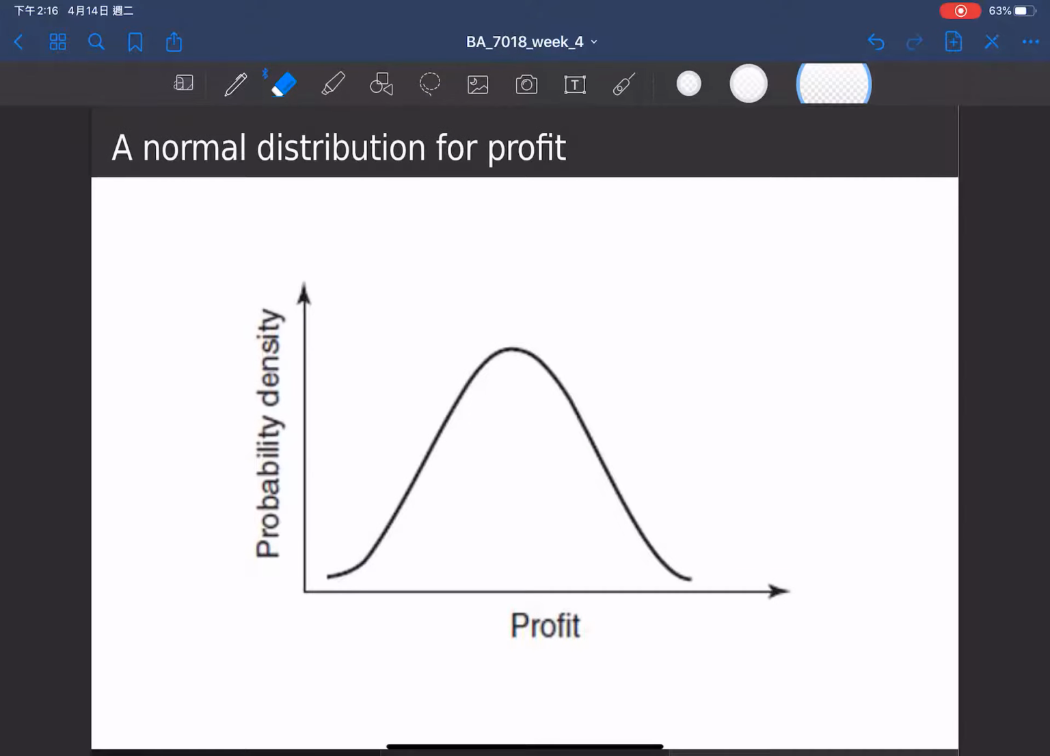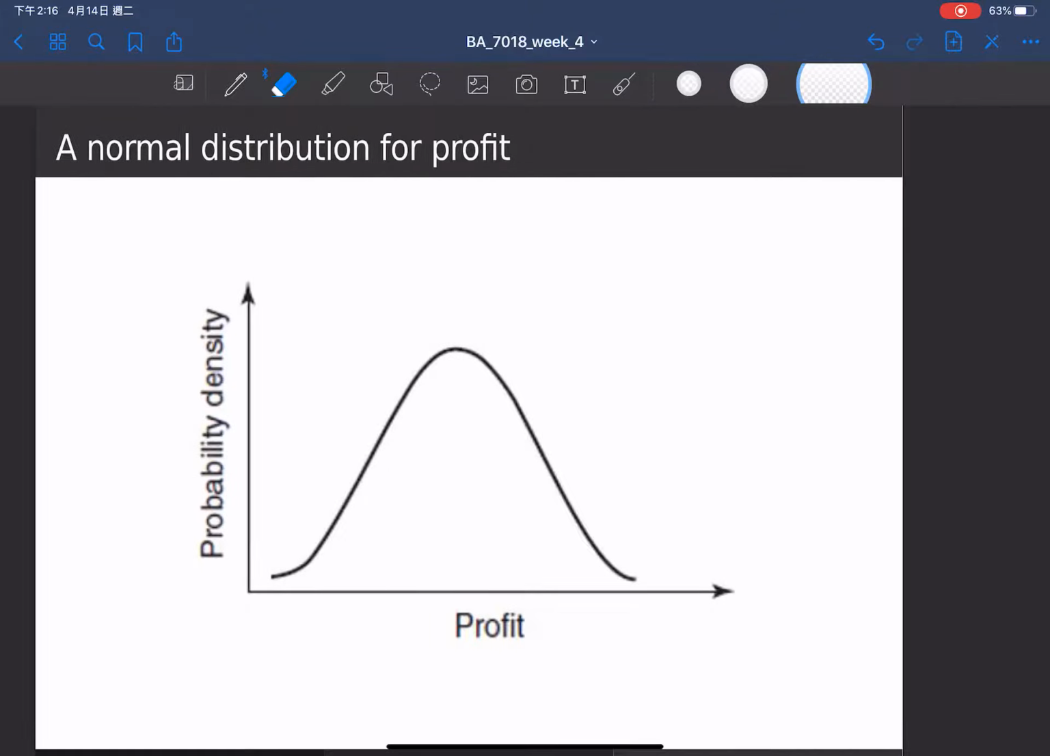I'll go back to this later. Everybody knows what a normal distribution is, right? Bell function, okay, bell shape.